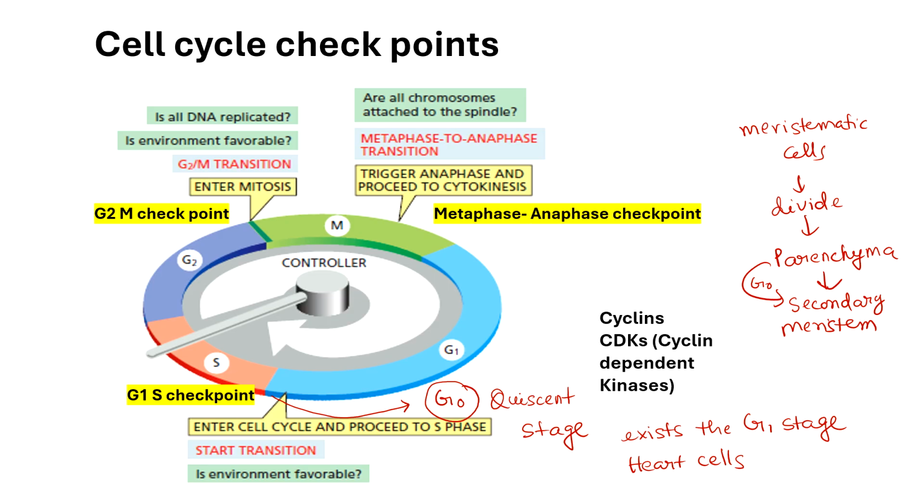Okay, let's see another checkpoint here, that is the G2M checkpoint. It checks whether everything goes fine before your mitosis stage. And there is another important checkpoint, the metaphase anaphase checkpoint, which checks whether the chromosomes are divided equally or not. So these three are the different checkpoints. Among them, the G1S checkpoint is the first very important checkpoint which decides whether the cell should divide further or not.